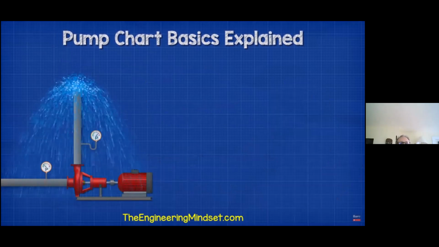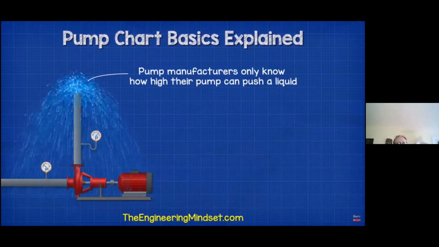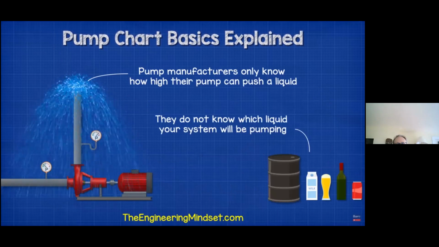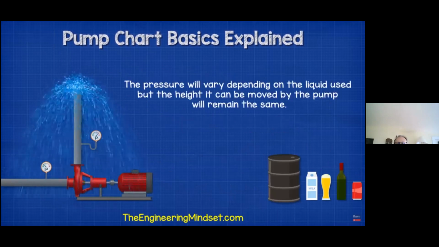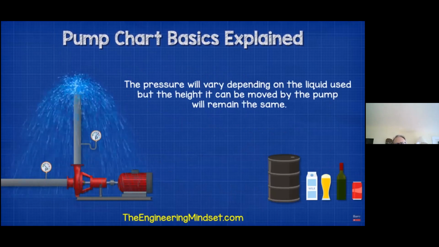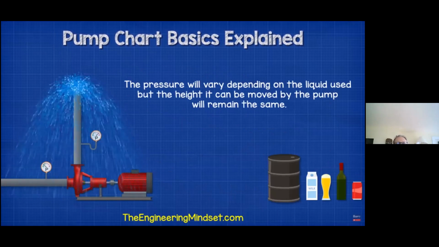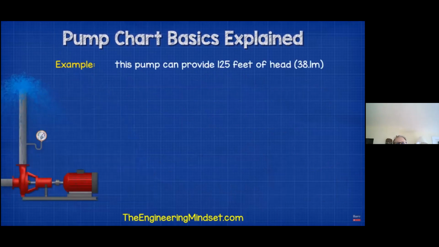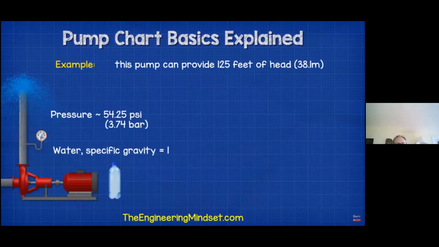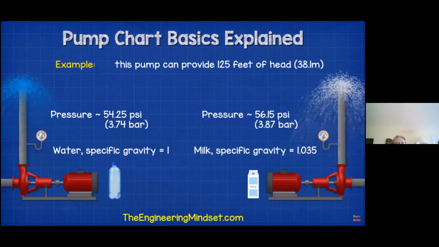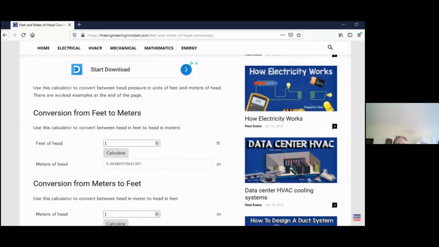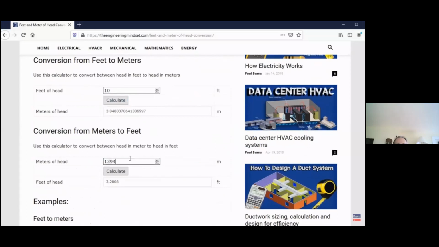The reason for feet or meters is that pump manufacturers only know how high their pump can push a liquid. They do not know which liquid your system will be pumping, and as each liquid has different properties, the pressure will vary depending on the liquid used. However, the height it can be moved by the pump will remain the same. For example, we have this pump which can provide 125 feet of head. If we use it to pump water, the pressure will be around 54.25 psi. But if we were to use it to pump milk, then the pressure will be around 56.15 psi. And that's purely because of the properties of the two fluids. Conversion between feet and meters of head is very easy. We have a free calculator for that, which you can find links to in the video description below.